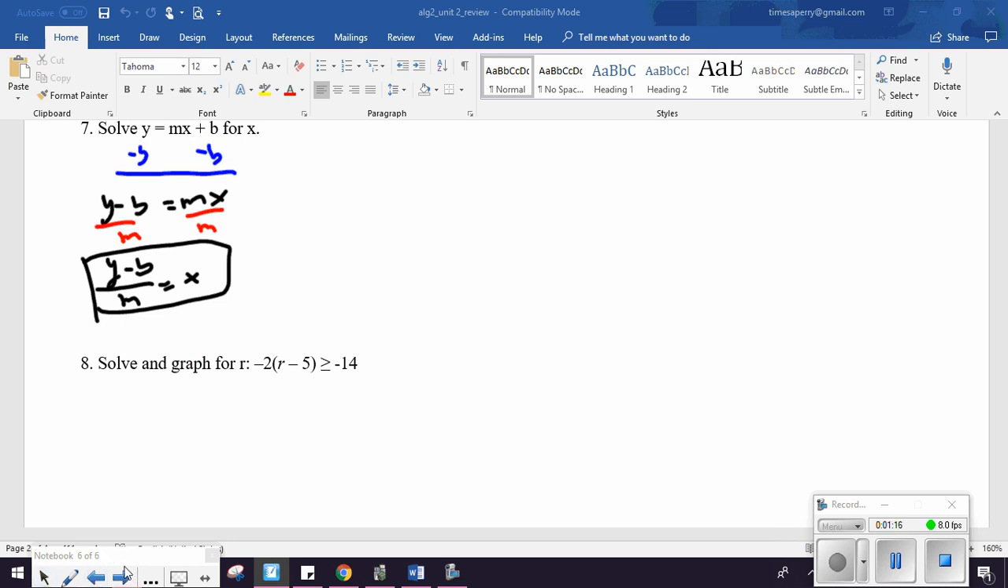So again, the ultimate goal is to get the variable by itself, no matter what the scenario is when it says solve. But again, you can't combine things that are not alike. But at least you can recognize that they have moved to the other side of the equation.